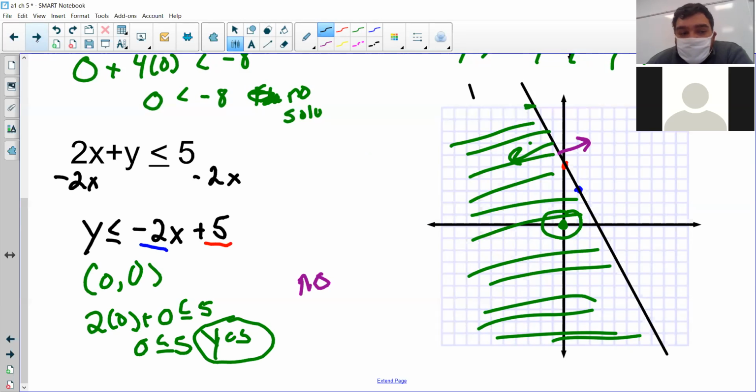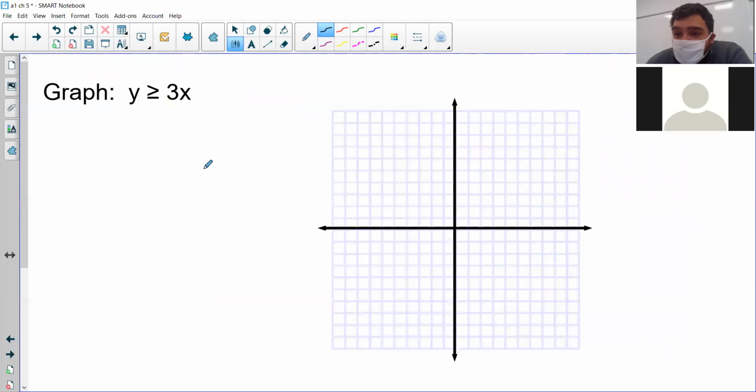Okay, all right. Let's go to the next part, which is simply y is greater than or equal to 3x. So copy that down. Y is greater than or equal to 3x. Now, we should know and remember step 1 is to solve for y. But what's the benefit here? Y is already solved for. So then step 2 is to graph it.